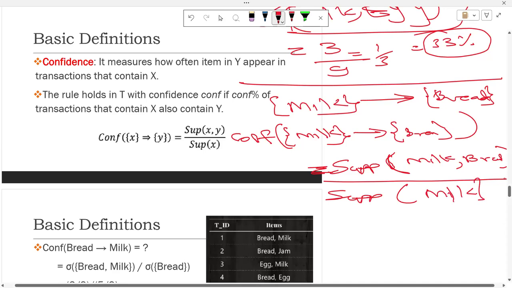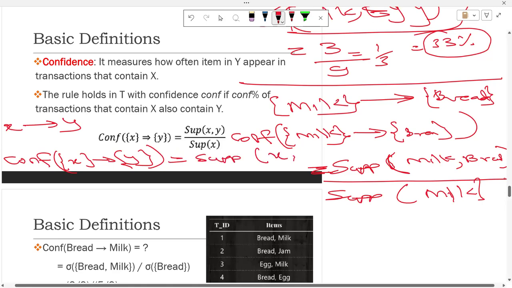So how can you easily remember this? Just think of it as an equation. X implies Y is an association rule. To calculate the confidence of X implies Y, you need to find the support of X and Y, the union of all the elements.